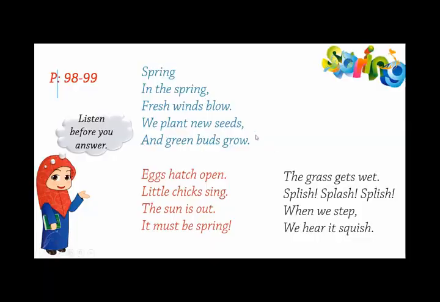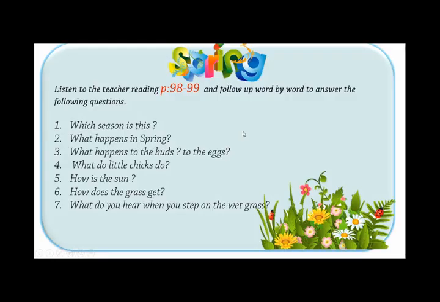Now we come to this step, which is the questions about the reading selection. I want you to listen to the teacher reading pages 98, 99 and follow up word by word to answer the questions. Follow up with me now, please. I will read for you the questions, then I go to reading. Question 1. Which season is this? 2. What happens in spring? 3. What happens to the buds and to the eggs?